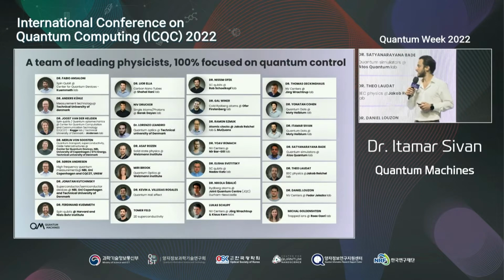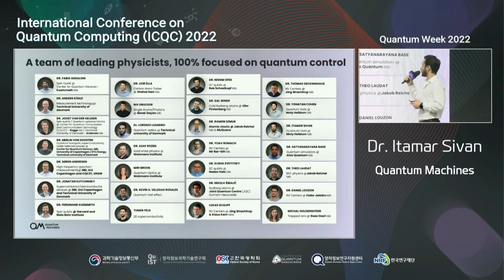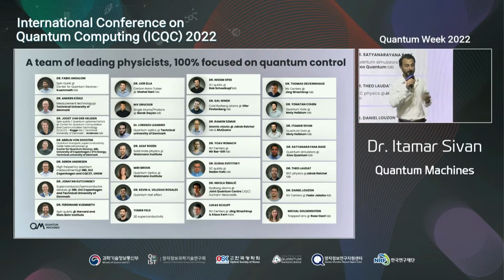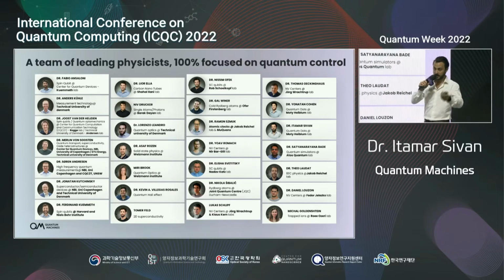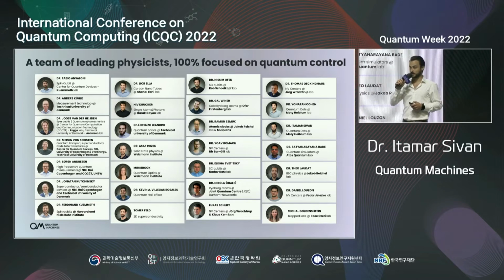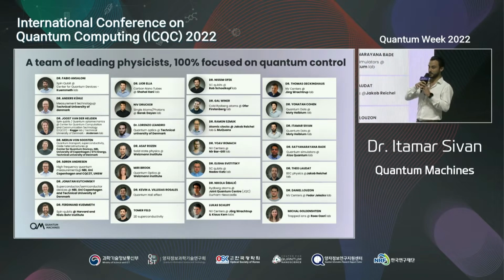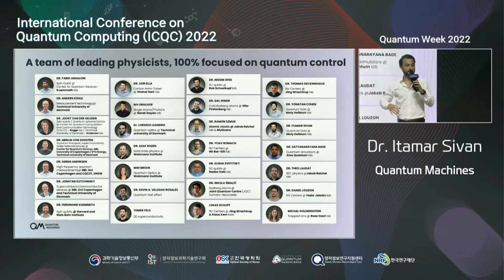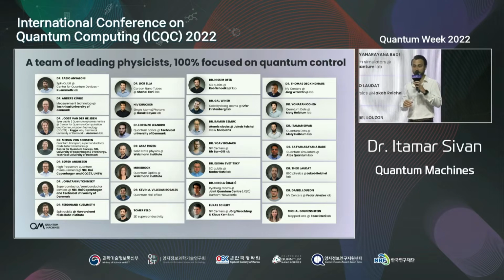At the core of the company, we have a very, very large team of quantum physicists that worked on pretty much all types of quantum platforms out there. Of course, superconducting qubits, trapped ions, neutral atoms, spin qubits, and so on and so forth. Worth noting is the team that you see on the left-hand side. This is the team from QDevil that we recently acquired, a company in Denmark.